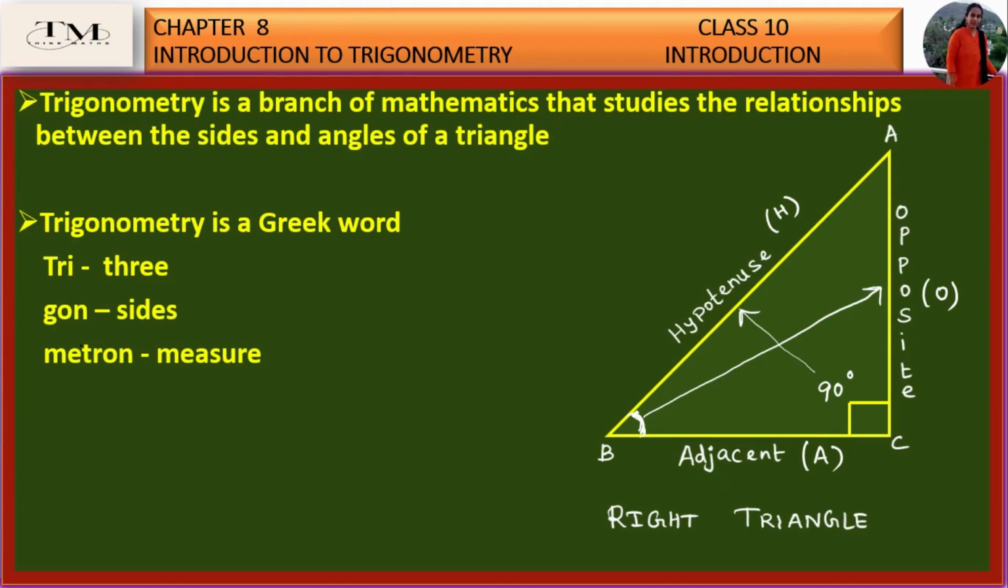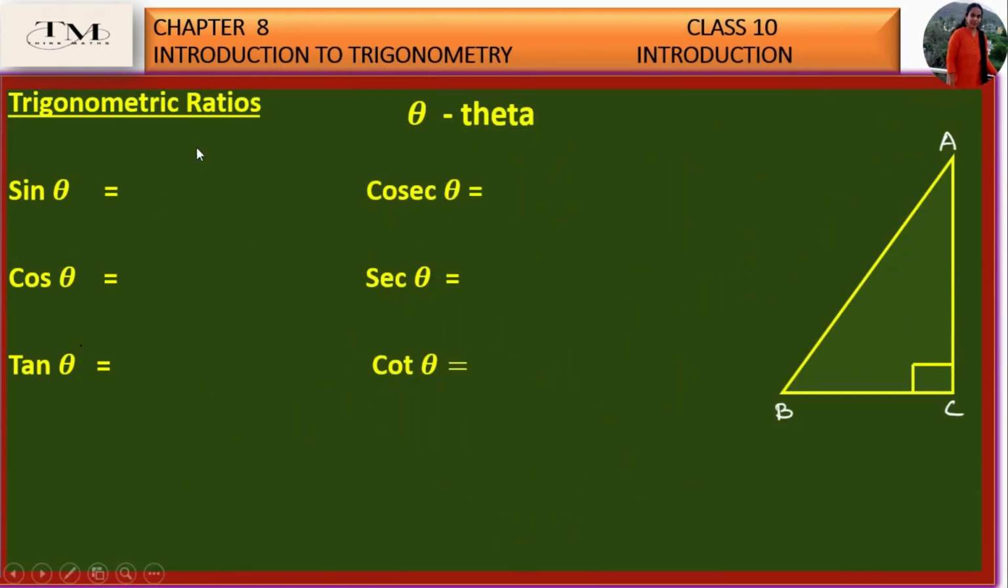So if an angle is given, the side opposite to this angle is opposite, and the side opposite to 90 degrees is called the hypotenuse. Then the remaining side is called adjacent. We will mark it as O for opposite, H for hypotenuse and A for adjacent. Okay children, these are the things you have to do. The remaining things we will meet in the next page.